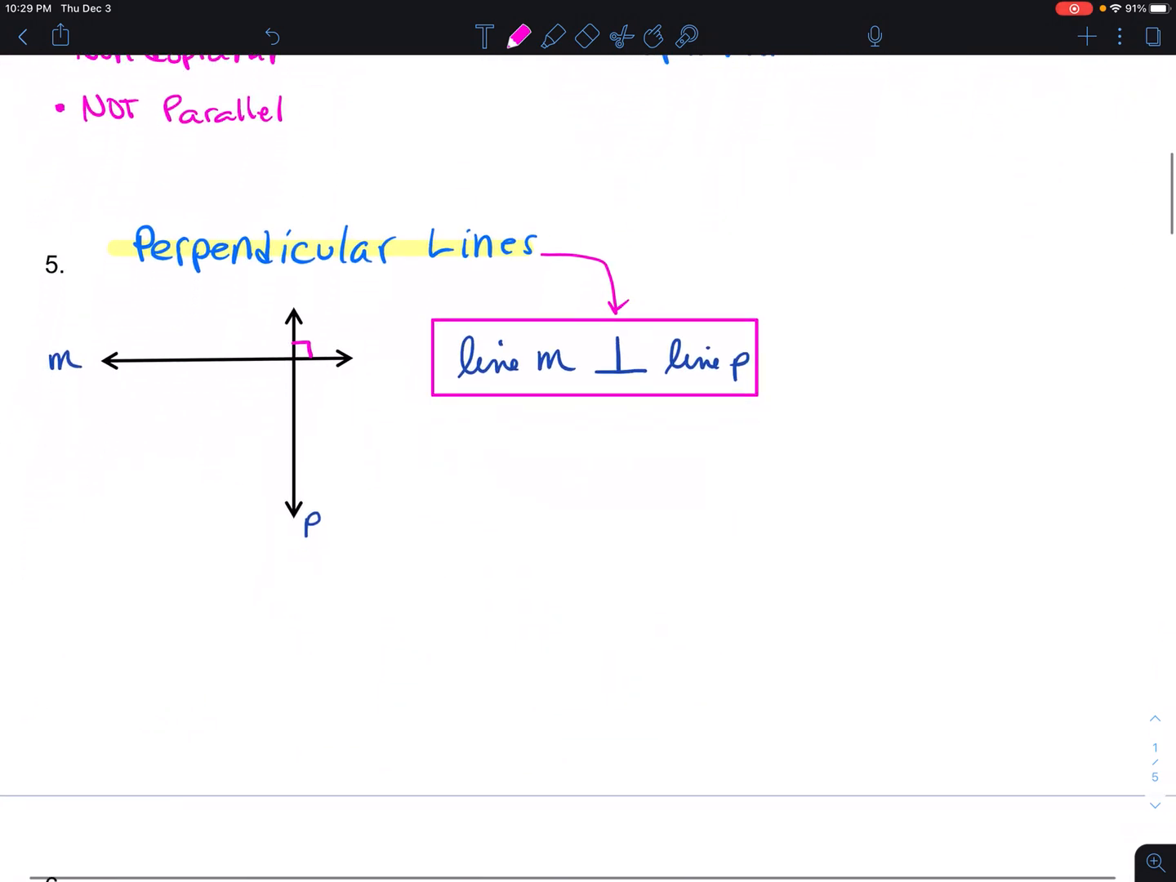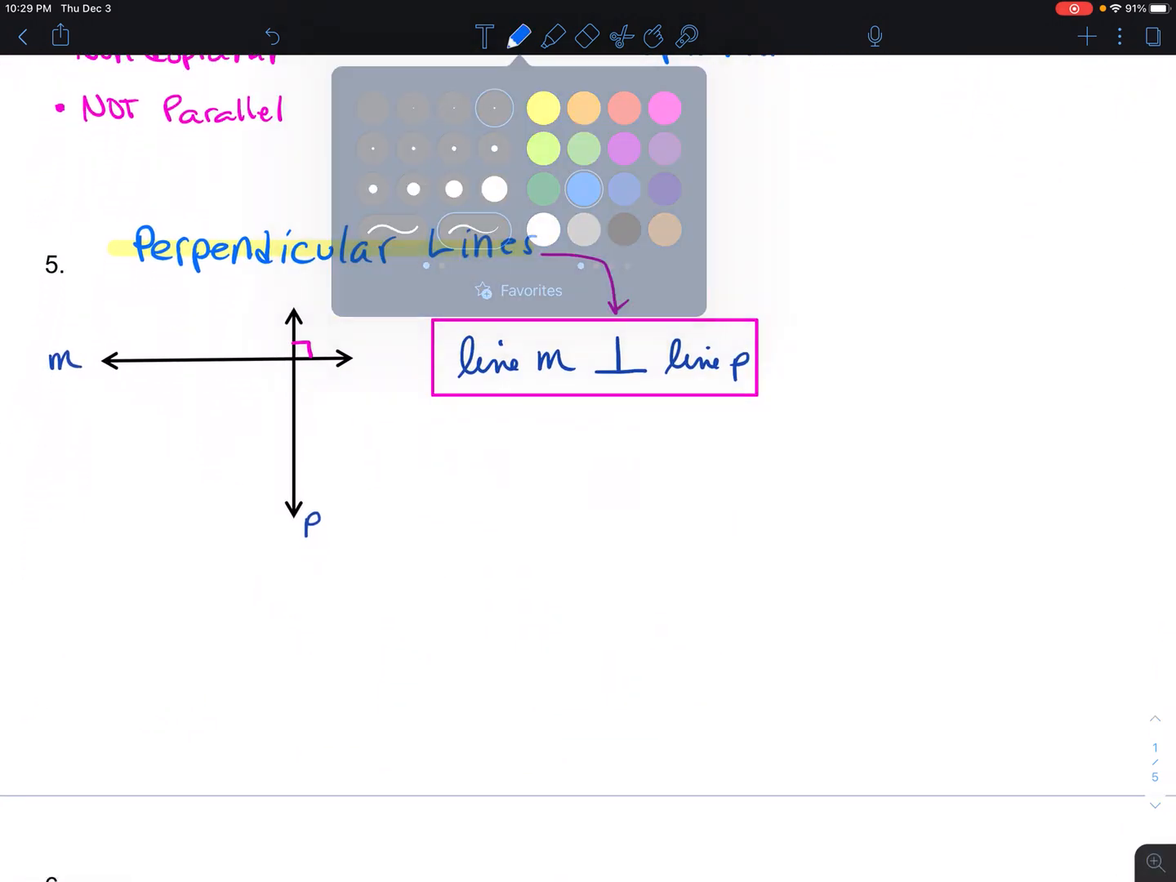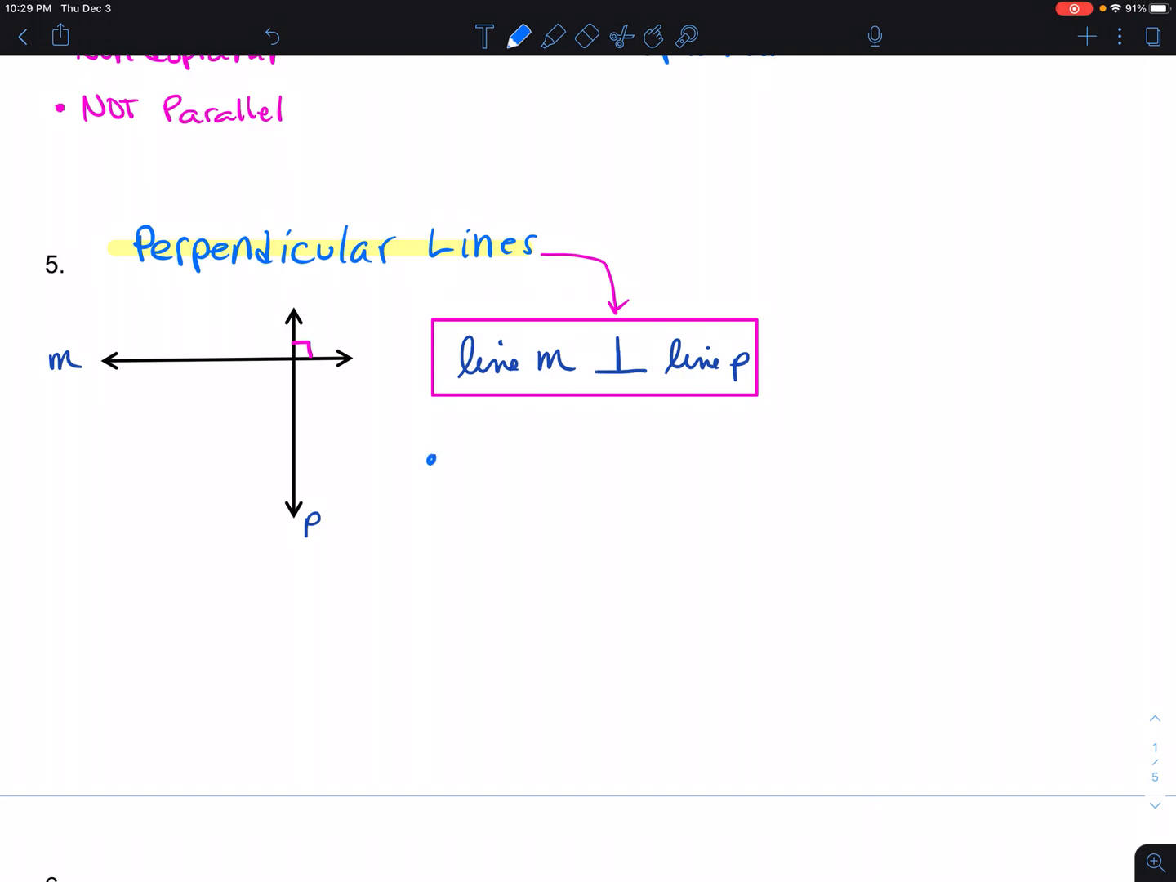Okay, what do you know about perpendicular lines? Well, most importantly, they form right angles. Okay, they form right angles. Okay, and that's it for that page.